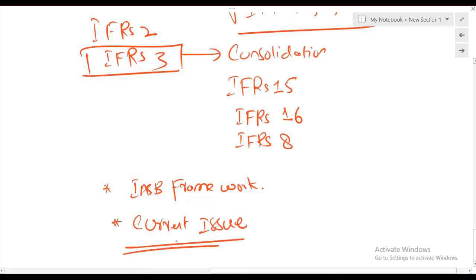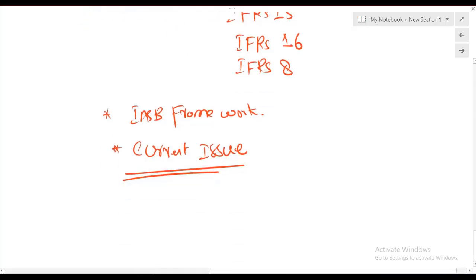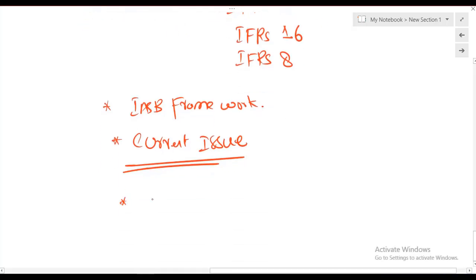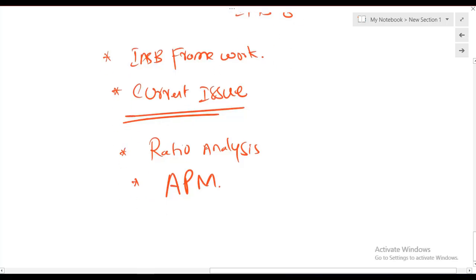So normally the current issue area is covered from the recent technical articles. We need to discuss those recent technical articles as well. Apart from that, there are other areas also in the syllabus, like we do have even ratio analysis in our syllabus. We also have alternative performance measurement in our syllabus, and there are a little bit more things also.